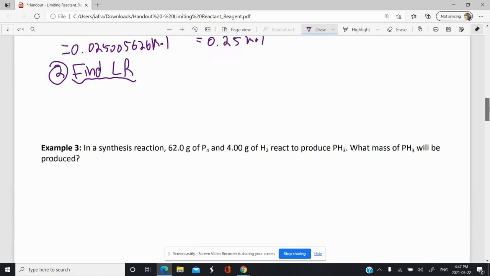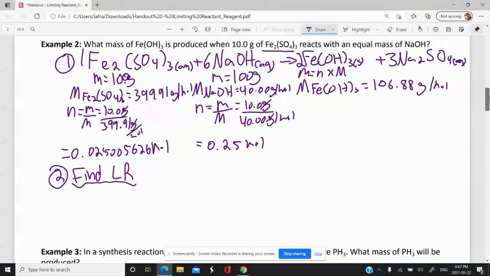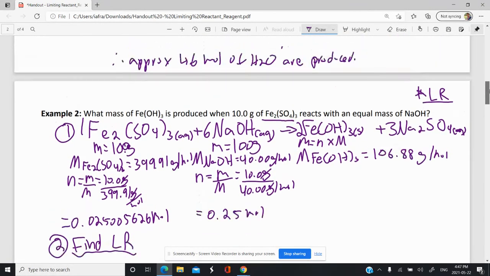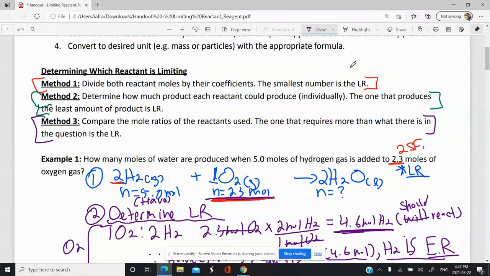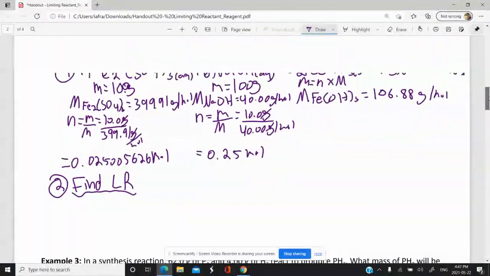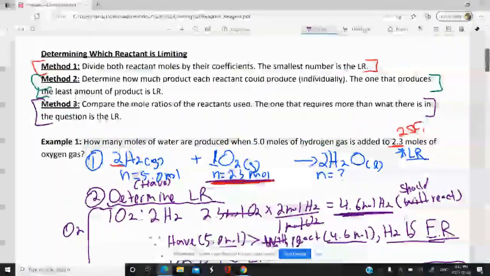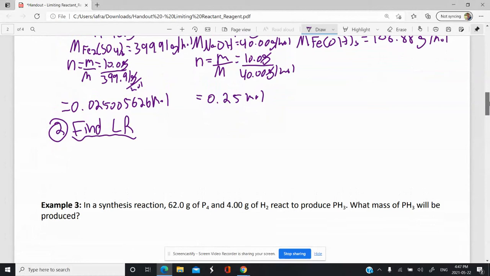And we can use any method that we want. So I'll probably just do method 1, where I divide both reactants by their coefficients, and the smallest one is the LR. That's what I'll do. You can try any other one and see if you match up. So try method 2 or 3 and see if you get the same thing as me. And in the next example, I'll probably choose another method.